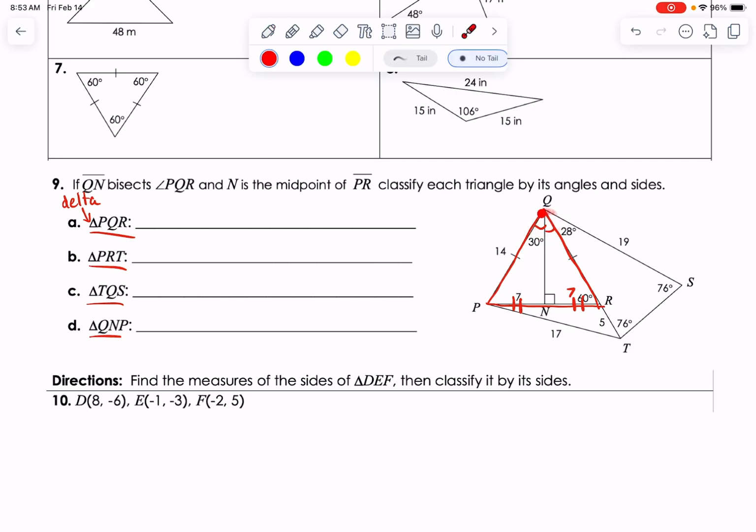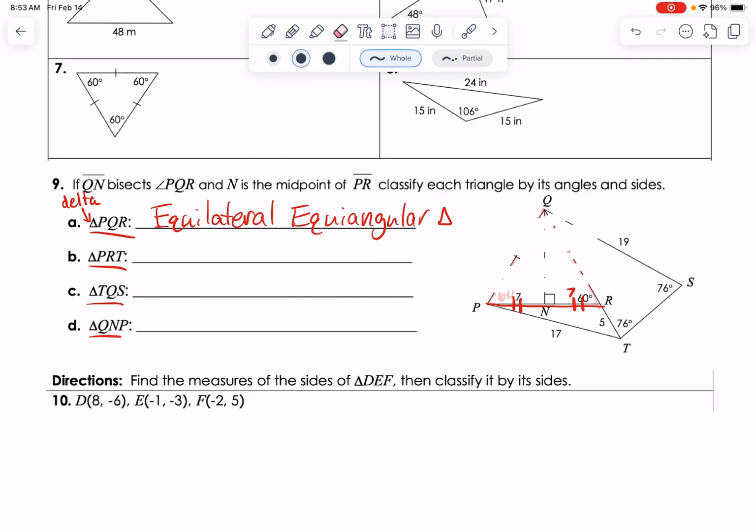And then we've got angle Q here. We've got 2 30-degree angles. Well, that makes 60 degrees. And then we have 60 degrees over here. Well, remember, a triangle has to add up to 180 degrees. So this angle over here also has to be 60 degrees. So 60 plus 60 plus 60, 180. And so this is going to be an equilateral, equiangular triangle. And just like that, you're going to categorize the rest of the triangles on here.